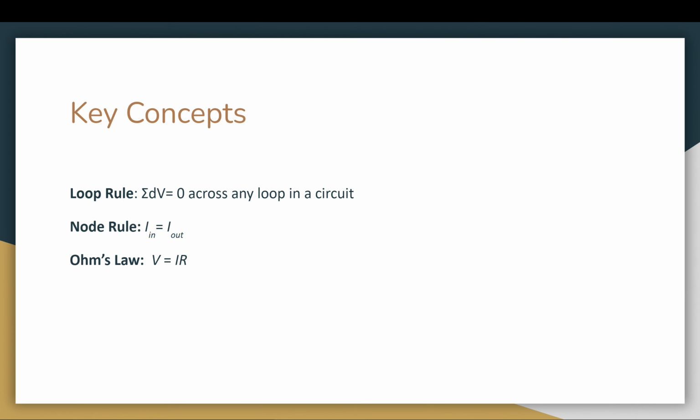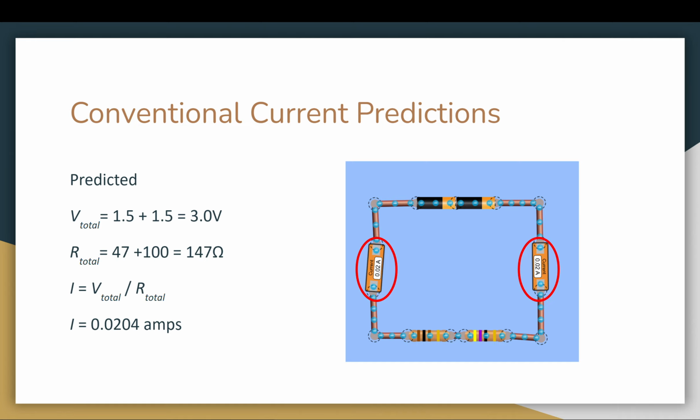So, a few key concepts. The loop rule, which is just that across any loop in a circuit, delta V will equal 0. The node rule: I in is equal to I out. And Ohm's law, that the delta V across a resistor is equal to the current times resistance.